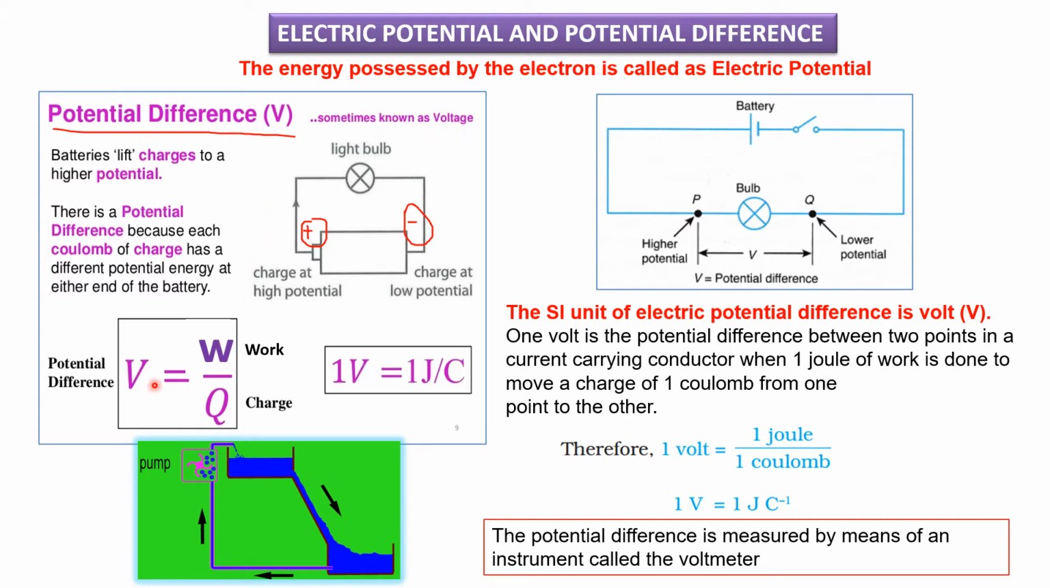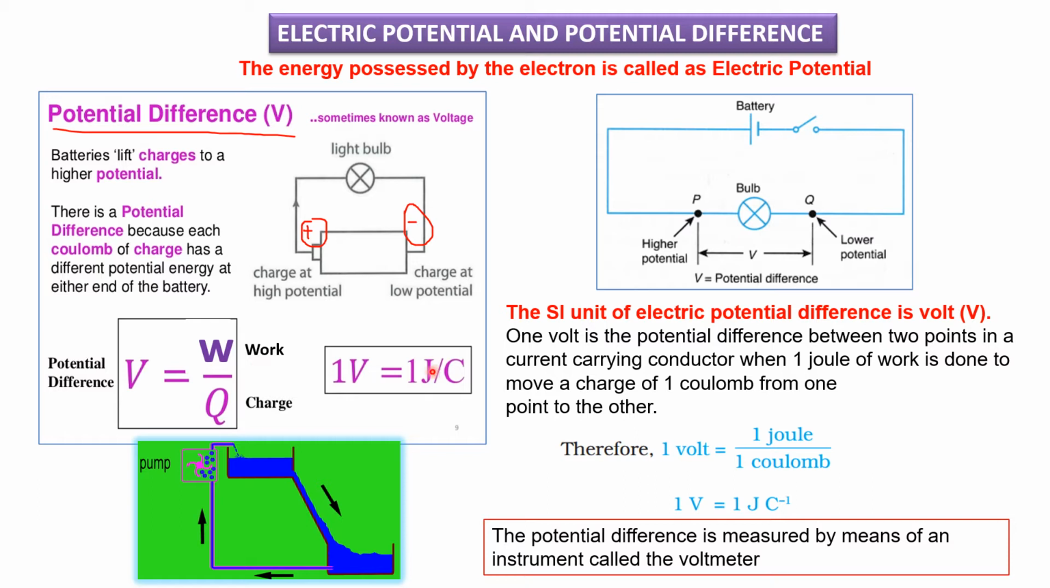We have the formula: V is equal to potential difference. V is equal to work done by charge, work done by so many charges. So potential difference V is equal to W by Q. So what does 1 volt become? 1 volt is nothing but work. We know from previous classes, in 9th standard, we have seen what work is.